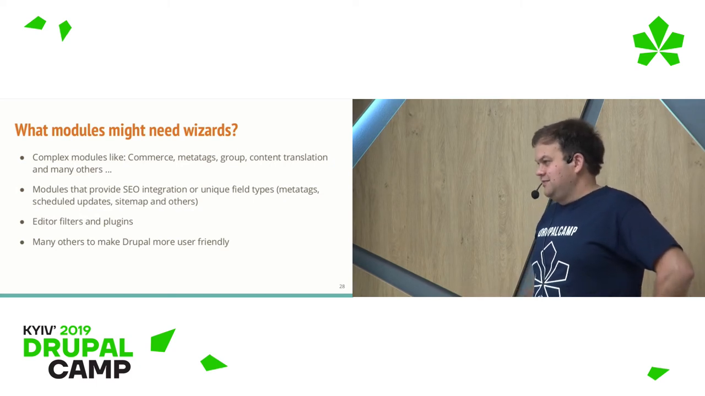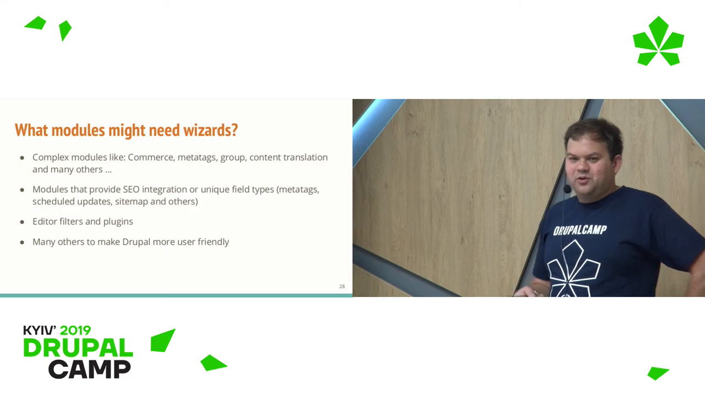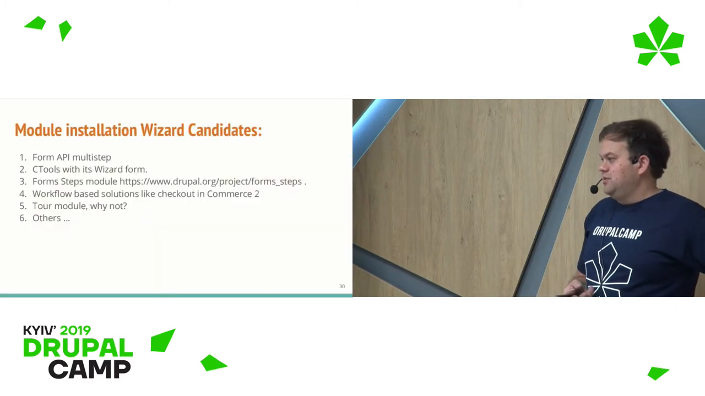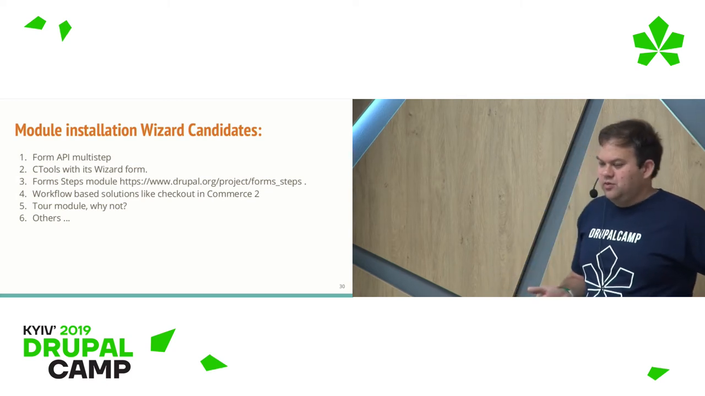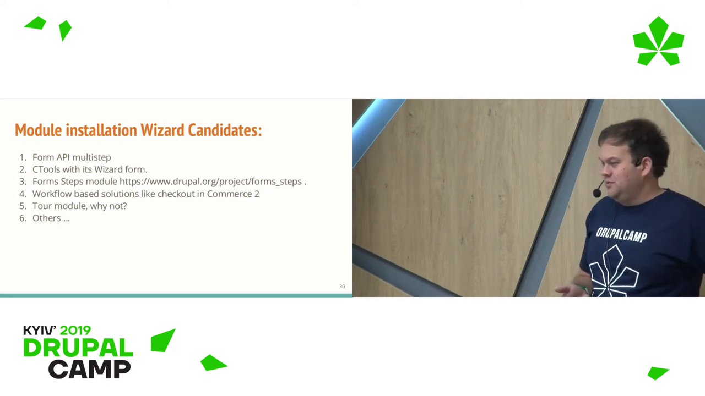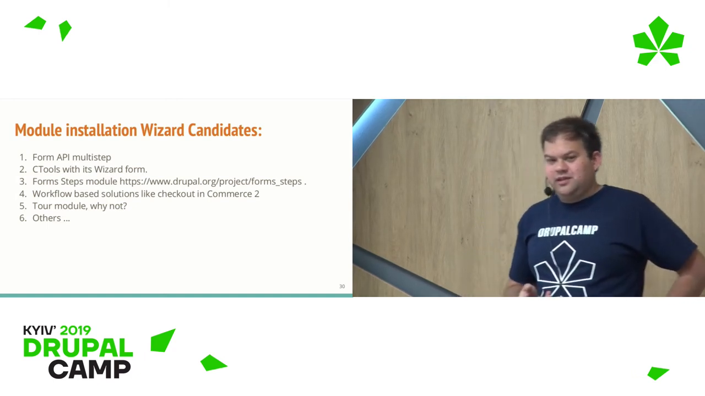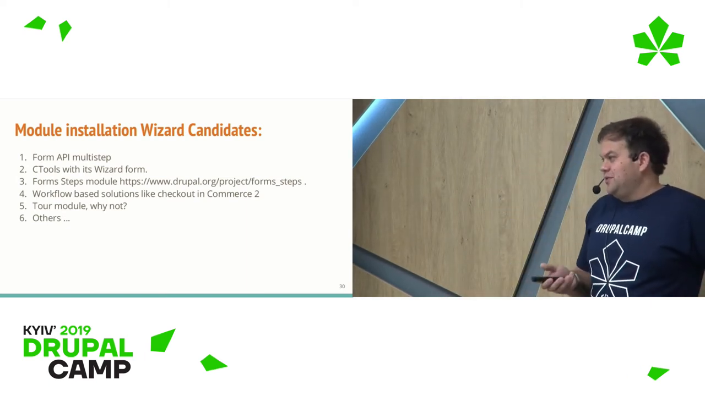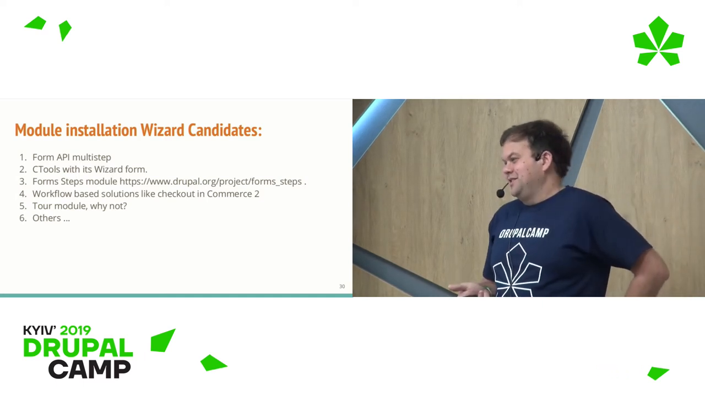So what instruments do we have to achieve this? First of all, we have the Drupal API, like form API, controllers, Ajax and whatever. Then we have contrib modules, of course, like inline entities that will help. And also the last one is, yeah, banana. So I made some overview of the modules that will help us to create this. First of all, the form API is from core. Then CTools that we already forgot maybe from Drupal 7. There is also the nice module Form Steps. Then workflow-based solutions like checkout done in commerce. And also sometimes it would be helpful to have the Tour module. It's already in core, but everybody just ignores it always. But it also can help.